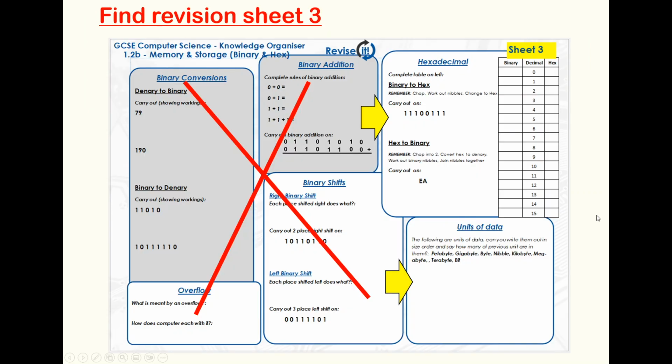Can you make sure you have sheet 3 with you, please? Sheet 3. We did the left side last week, we are looking at the right side this week, hexadecimal and units of data. Have this in front of you, ready to complete, please.